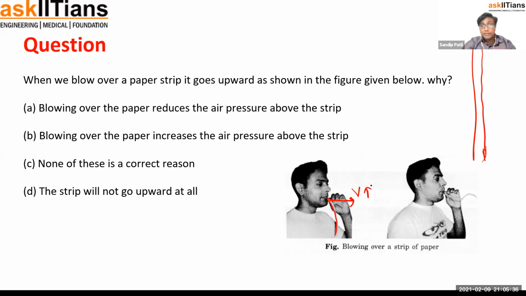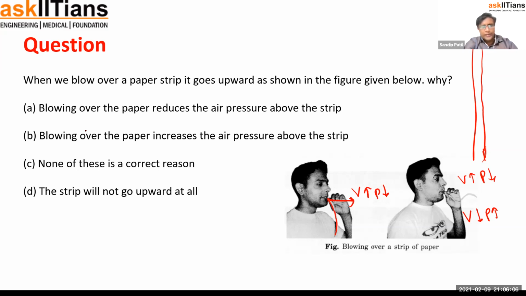And we know what happens if the velocity becomes more, pressure decreases. So at the top portion, let's say this portion, velocity is more, pressure less. At the bottom, you can say velocity is less, pressure is more. And we know what happens in this case, right? So that paper strip moves upward. It goes upward.